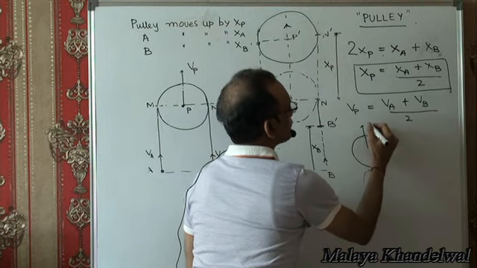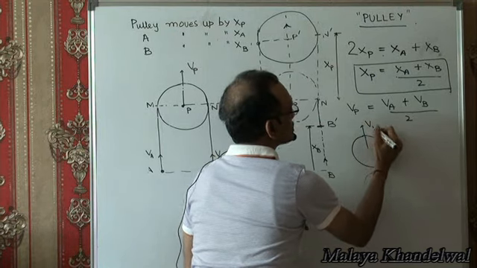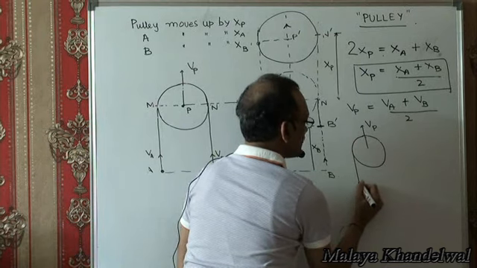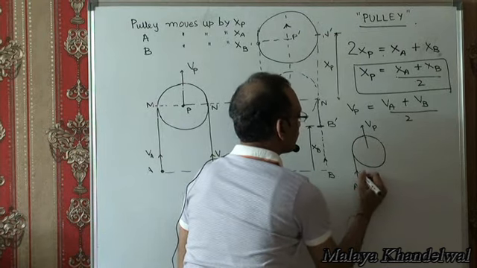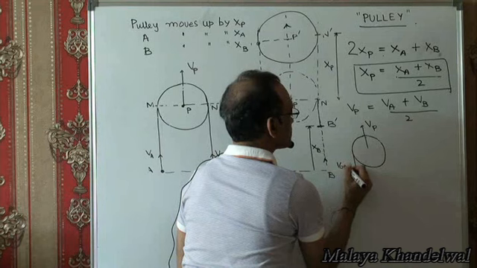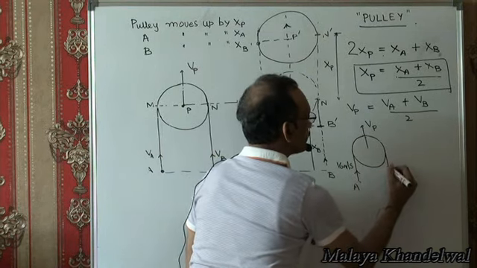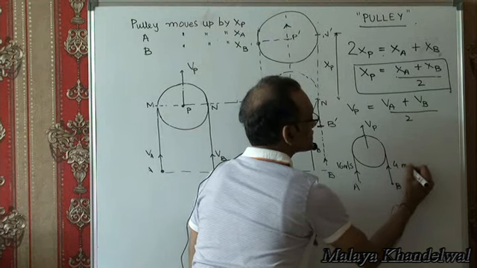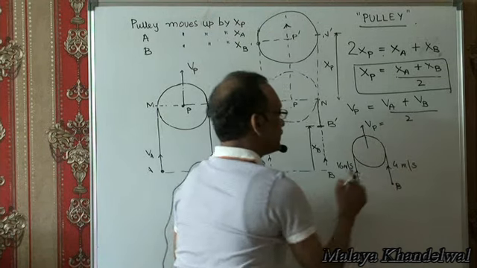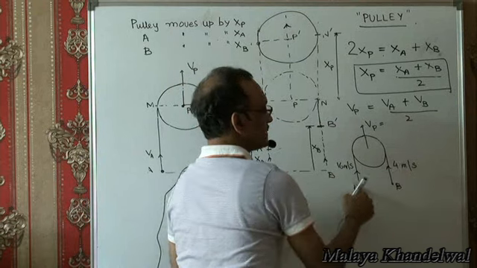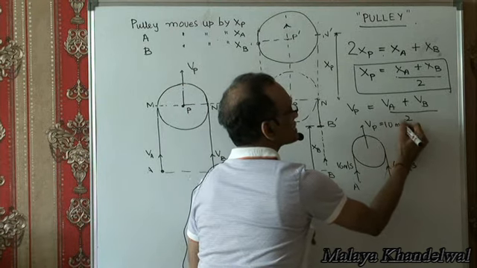Which means, you know, if I had, say, a pulley moving up with a velocity Vp, this end A moving up with a velocity 16 meters per second, and this end B moving up with a velocity 4 meters per second, then the velocity of the pulley would be 16 plus 4, 20 by 2. That means 10 meters per second.